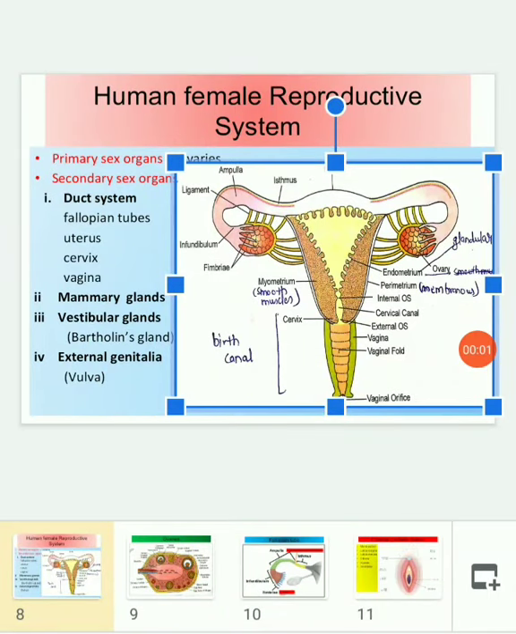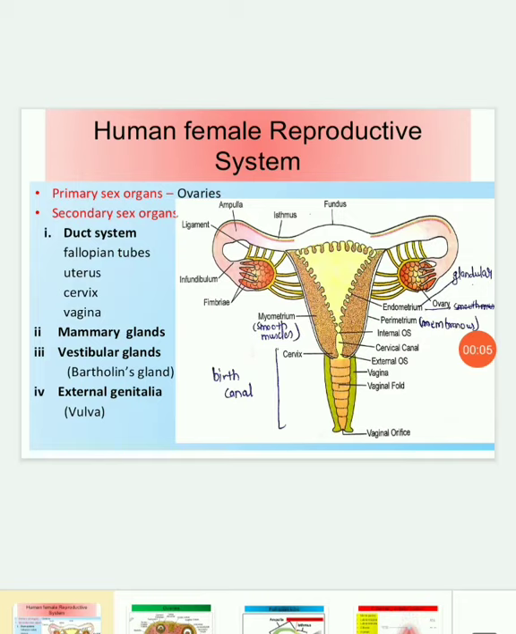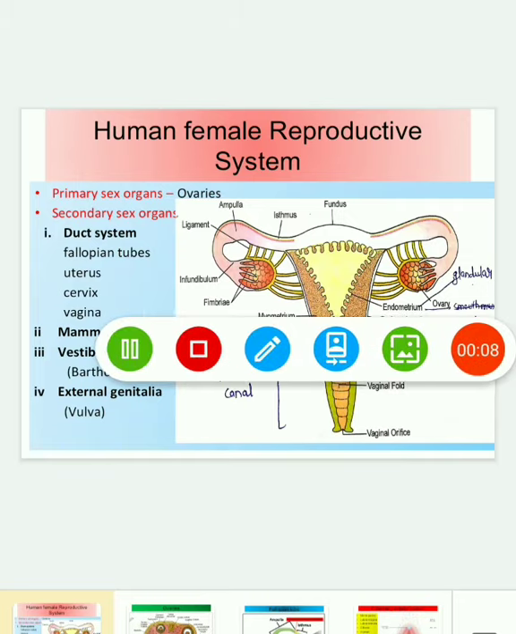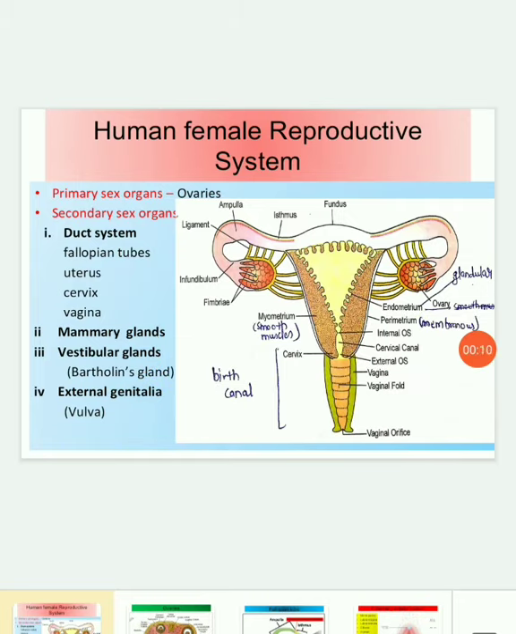Hello guys, here I have come with one more new topic, which is the human female reproductive system. Let's go for it. As we have already done the male reproductive system, let's understand the female reproductive system.